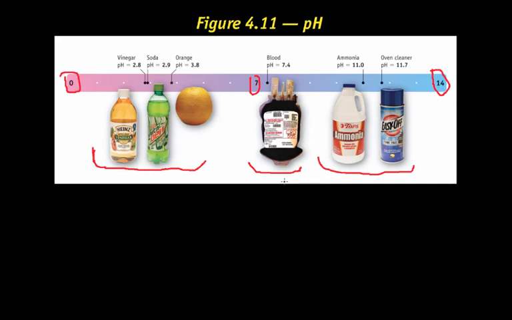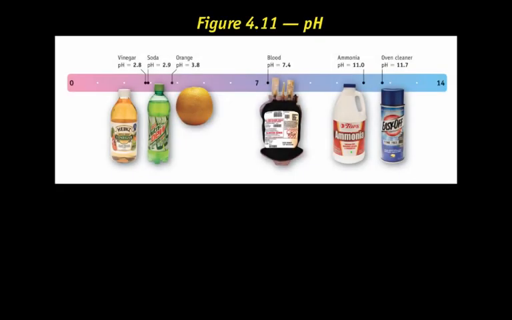You know that ammonia is certainly a base. If you've ever used it to clean things, you know that it has a slippery feel, one of the characteristics you may have learned of a base. And oven cleaners usually have sodium hydroxide, which you know is a relatively strong base.